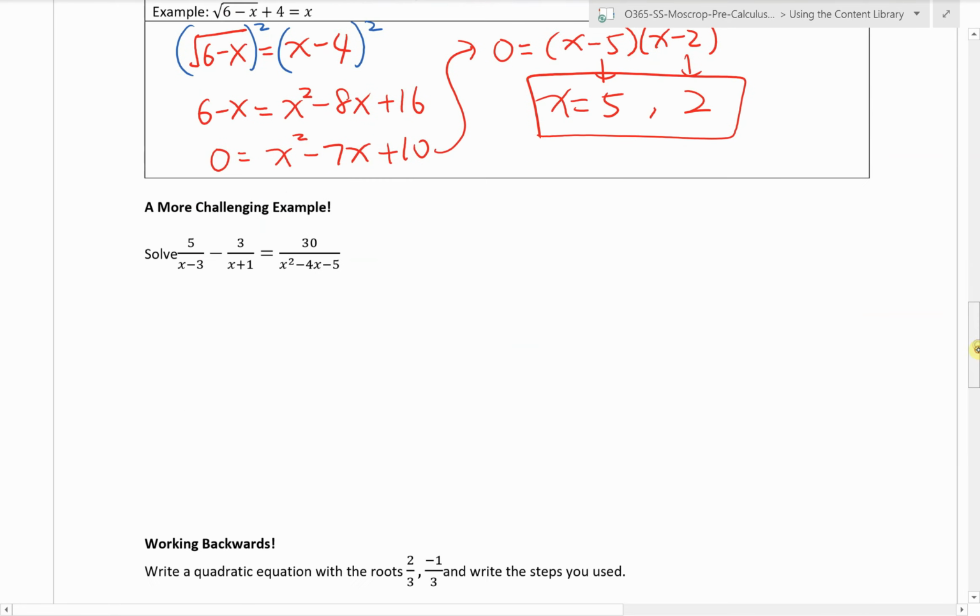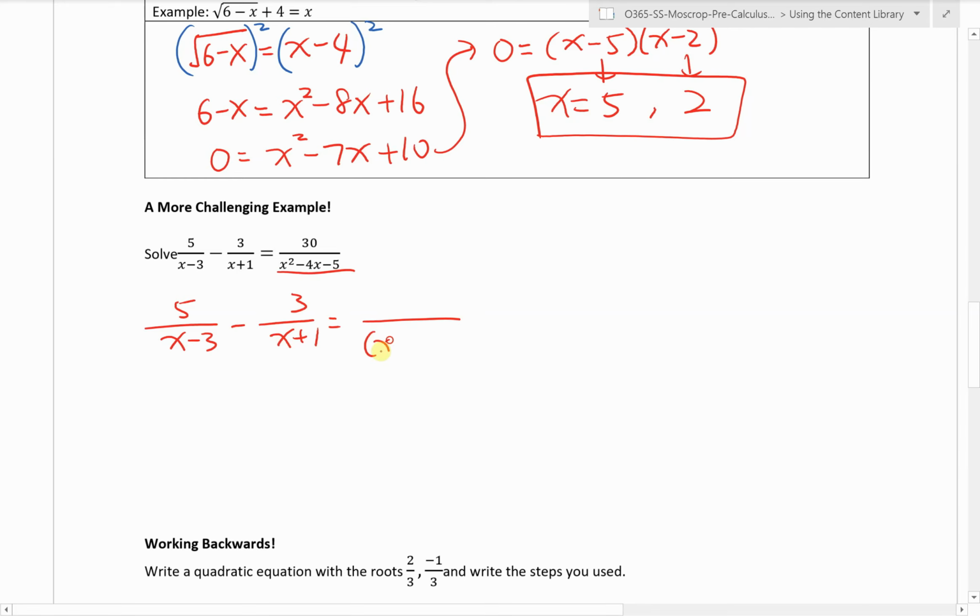Okay, here is a more challenging example because it's actually a rational equation, which we'll look more into later on in the school year, but it's actually pretty simple, okay? When you solve rational equations, what you need to have is a common denominator. So what you need to do first, however, is to factor this, because that one is definitely factorable. So we can factor that.